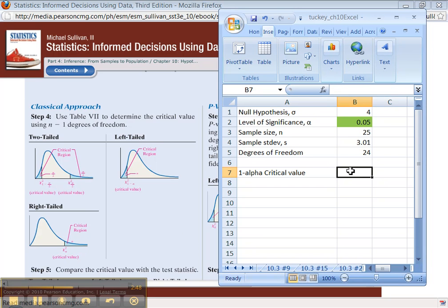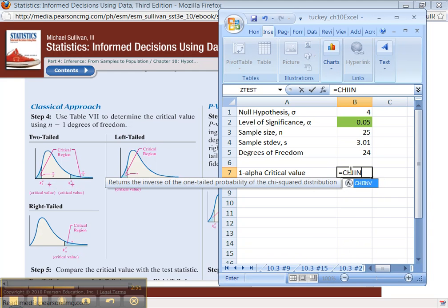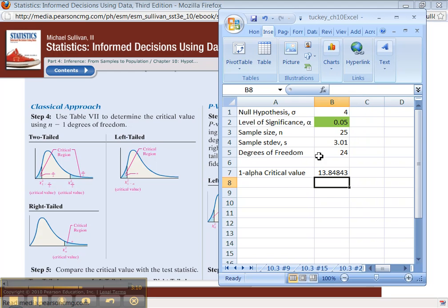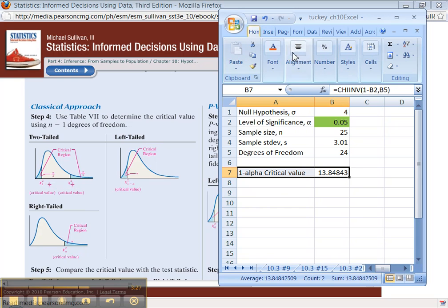Well, you get it with equals chi inverse 1 minus your alpha, which was 0.05, cell B2, comma, your degrees of freedom, but you figured that out already. It's in cell B5. Close your parentheses, enter. There's your critical value. Now notice it's not negative because the chi-square distribution, right, there's the 0. That vertical line, that's 0 in a chi-square distribution. So every chi-square value is positive because it's squared, right? Squaring turns things positive. Okay, so that's the critical value. Let me highlight it in yellow.